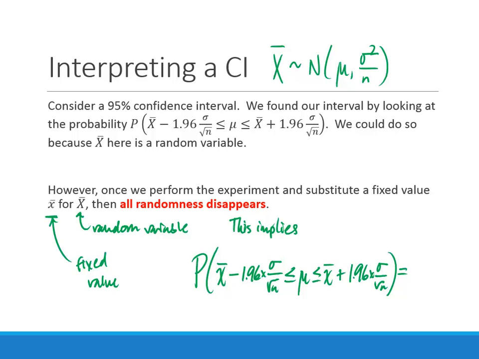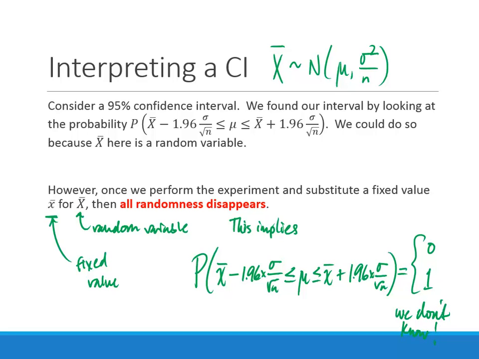Exactly right. So the response was this will either be 0 or 1, because either mu falls between those two numbers, in which case the probability is 1. That's like saying the probability that 2 is between 1 and 3. Well, that's always true, right? Or the true value of mu will not fall in between that interval, in which case the probability is 0. So this is either 0 or 1, and we don't know which one it is.